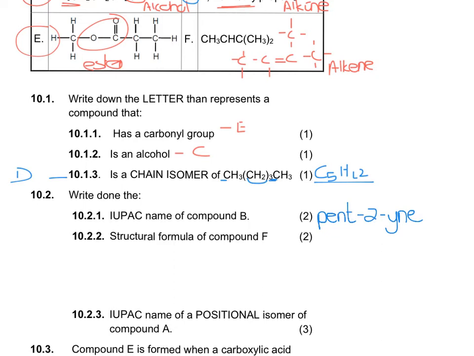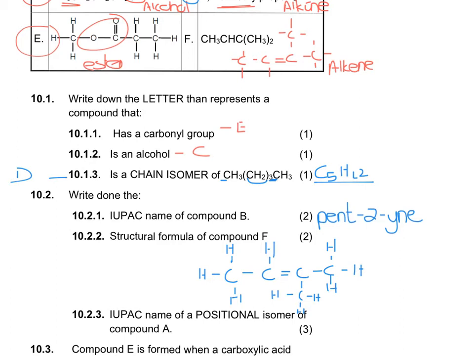Okay, so CH3, that was the first CH3. Then there's a carbon. We've already established we had to have a double bond there. Then there was going to be another CH3 because there's 2 CH3s for this carbon. And whether this CH3 goes up or down makes no difference whatsoever.